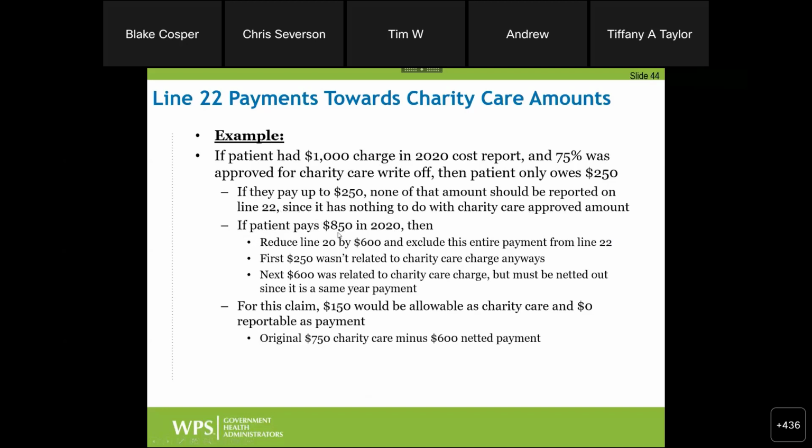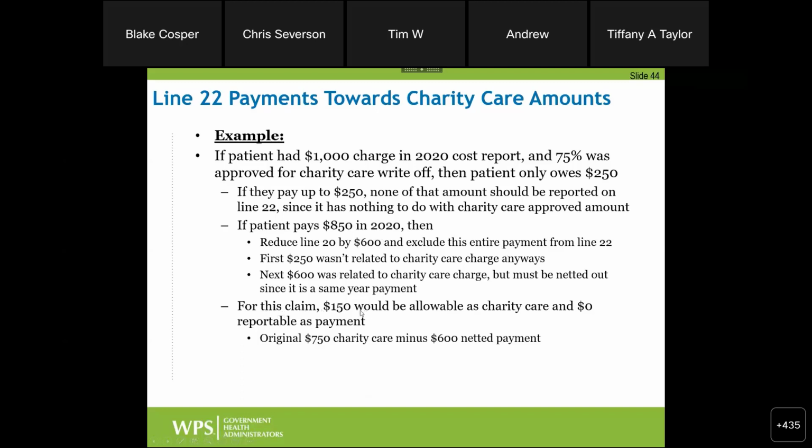But if they paid $850 instead of $250, then first of all, if they paid it in 2020, which is the same year as the charge, the first thing we want to do is reduce line 20 by $600. That's the extra $600 of this payment. Again, the $250 is a valid payment against a liability. It's not going to show up anywhere anyways. But the extra $600, since it related to a claim for that same year, reduce line 20 by $600 and exclude that entire payment from line 22.